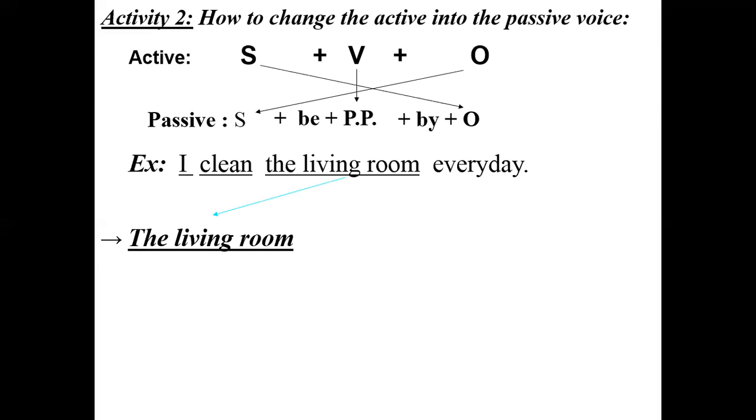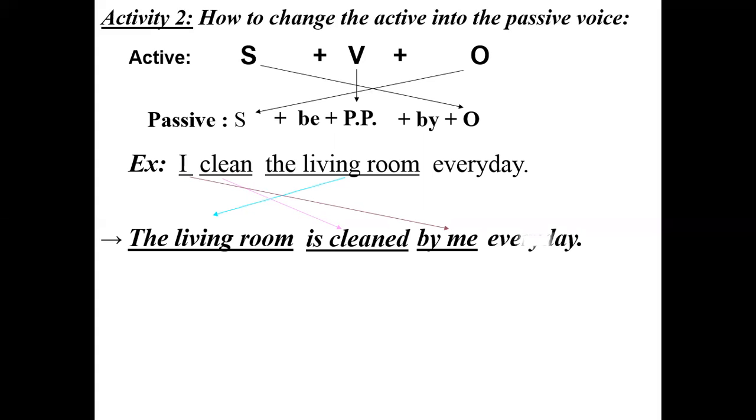The living room, and this clean is in the simple present. So clean becomes cleaned, right? And I will become the object, me, and before it you use by, right? Every day is the adverb of time. So the whole sentence is: the living room is cleaned by me every day. So all of you understand this?